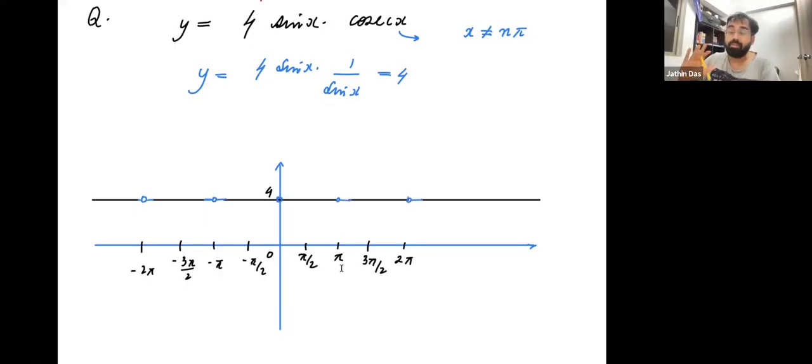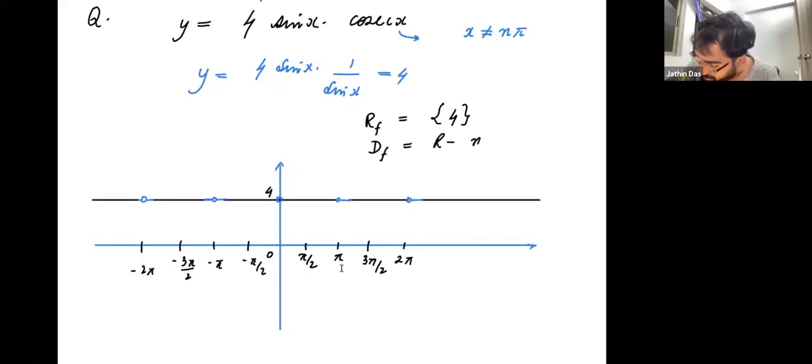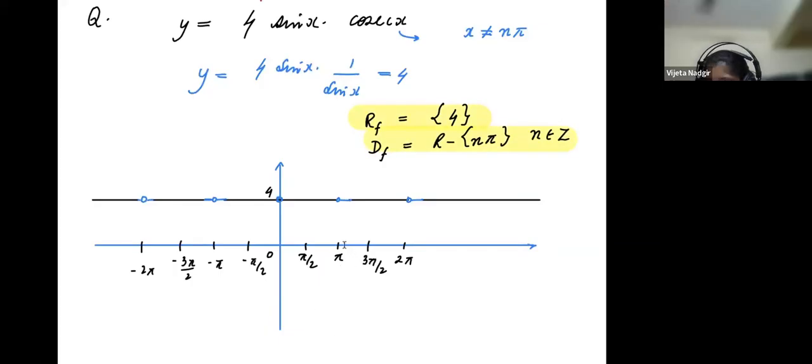So the range, I'm asking, what is the range? Only 4. If I say range, how much is it? Only one value, in curly brackets. Now the domain is real minus n pi, where n belongs to any integer. So this is the domain and range of this function. Clear?